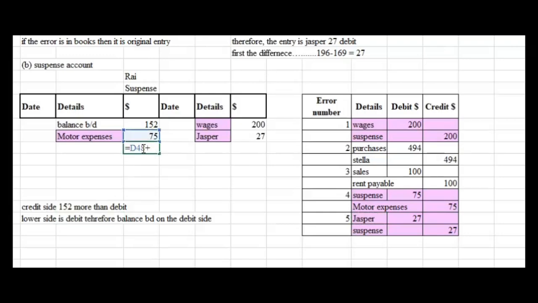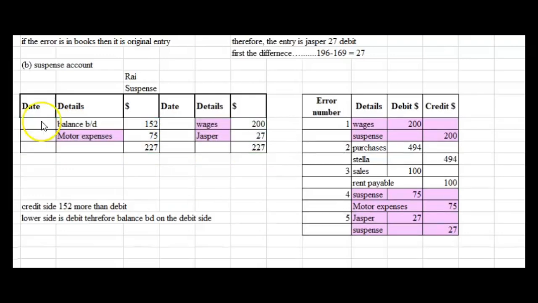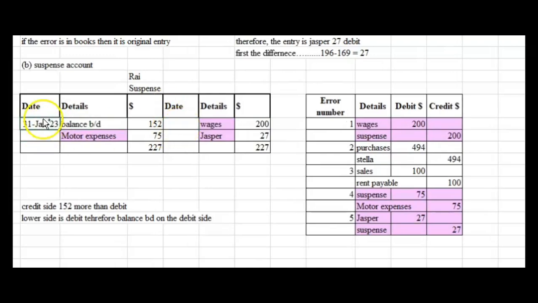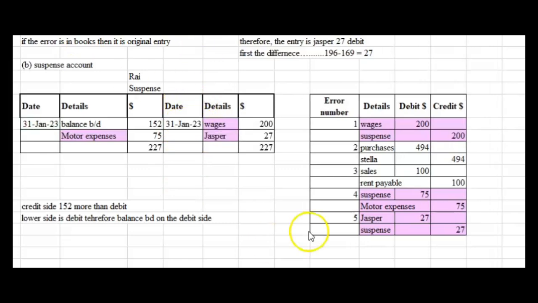After posting all entries, we add both sides. On the debit side, $152 plus $75 equals $227. On the credit side, $200 plus $27 equals $227. Both sides balance perfectly. The suspense account remains in the ledger and does not appear in the financial statements, so there is no closing balance. Finally, write the date. Since we are preparing this account at the end of the year, the date in this question is 31 January 2023.